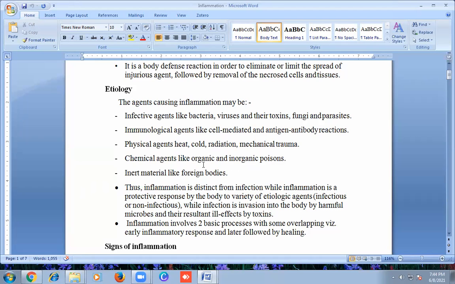So inflammation is distinct from infection. Inflammation is different from infection. Inflammation is a protective response by the body to a variety of etiological agents, that is infectious or non-infectious.